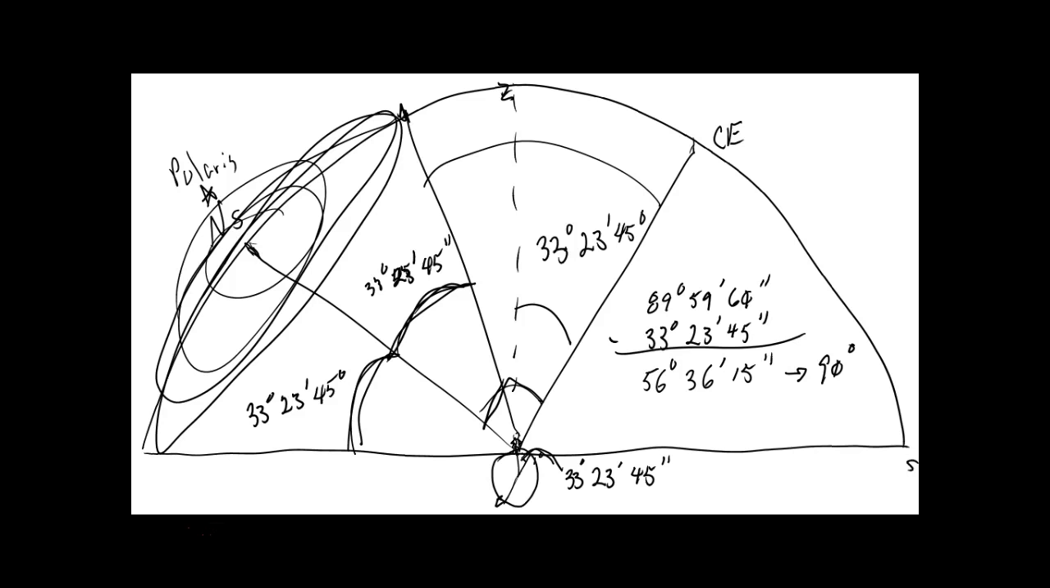Make sense? Those stars never set. They just move around the North Star but never get below the horizon. All right, so that was number 14.